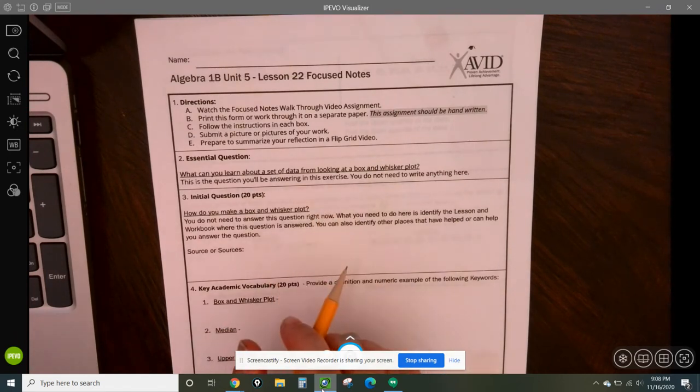So you can print this and then fill it in as you watch the video, or if you don't have a printer, you can just use your own paper to write down the items that we write down. Either way, at the end, you're going to take a picture and submit it for points.